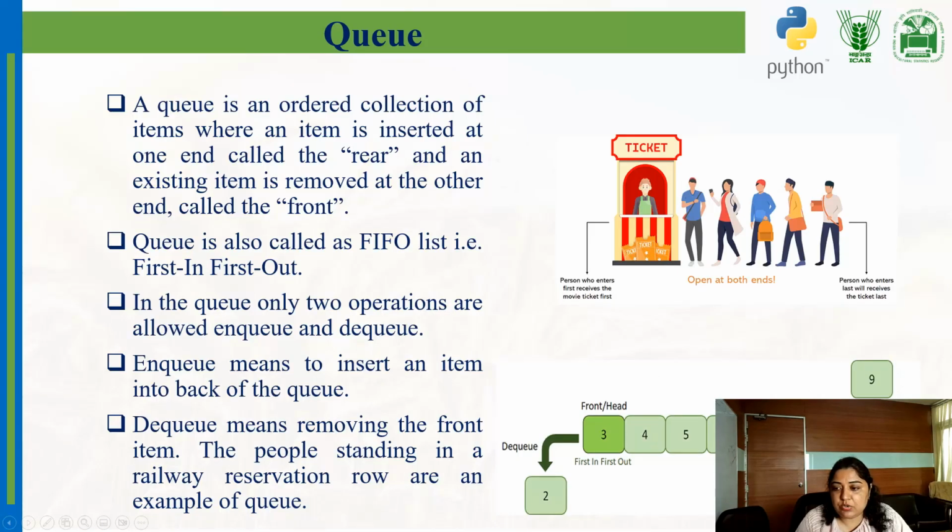Basically using the enqueue operation you can insert the element at the queue rear, and using the dequeue operation you can delete the element from the queue front. In the queue only two operations are performed, that is enqueue and dequeue. Like this is a real life example of a queue. This is a ticket window, and every person will be added at the last, and every person will be removed from the front after purchasing the ticket.